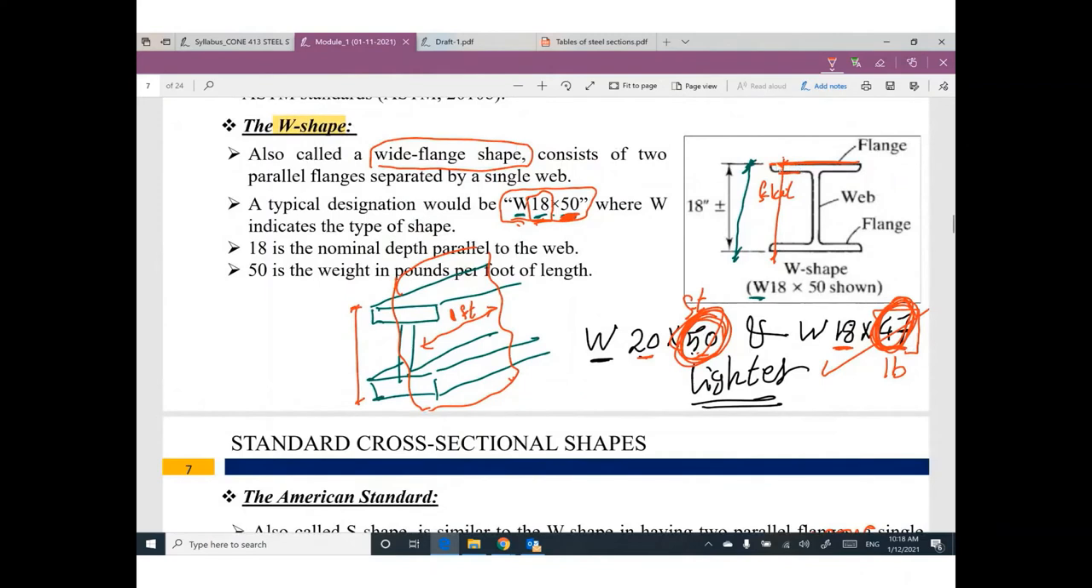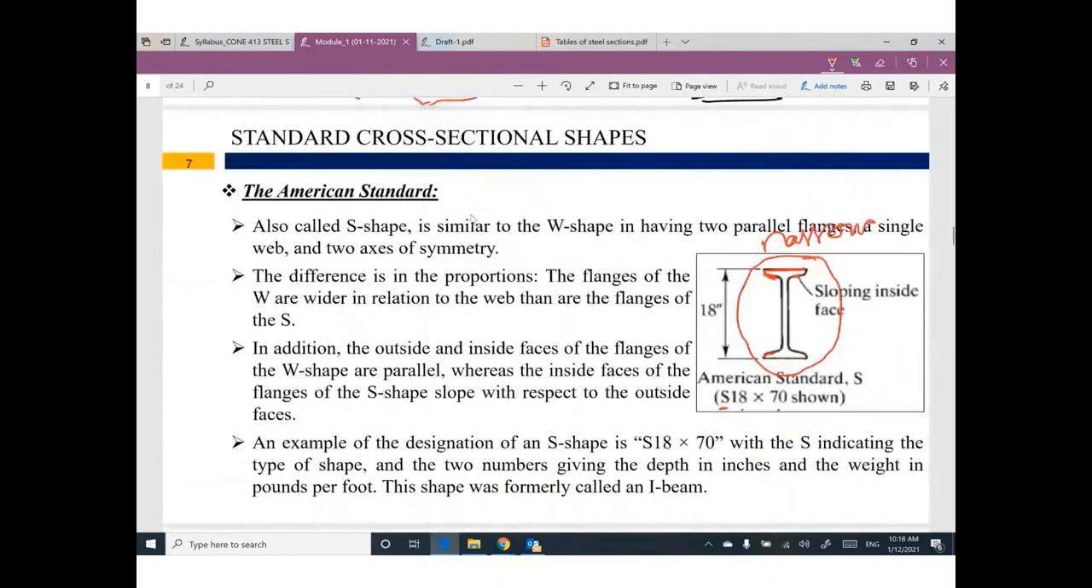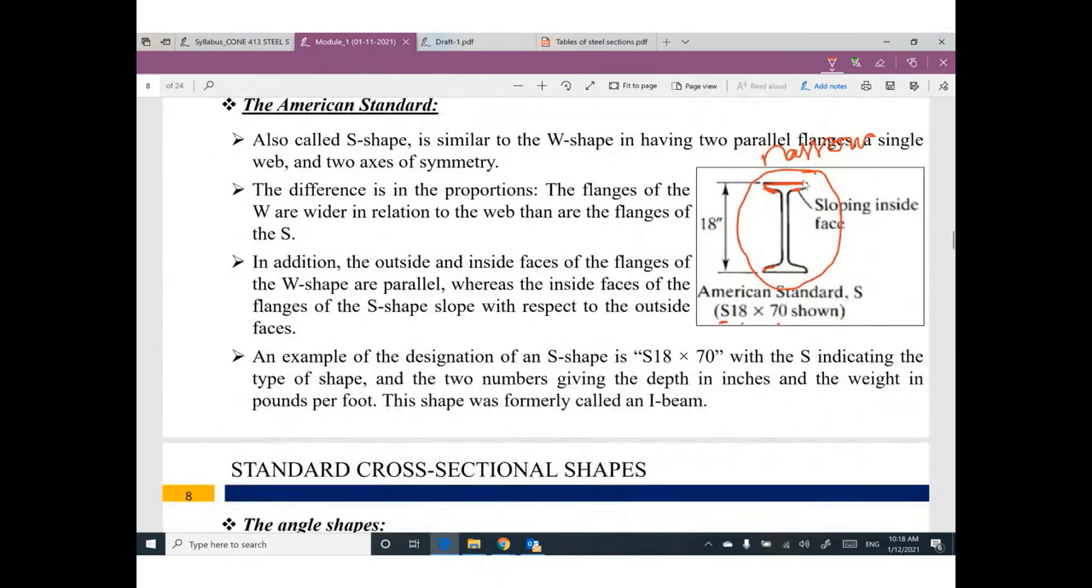This flange is wider. Sometimes we call W shape wide flange shape. This one is American standard. This flange is less wide and the thickness is not flat. The same meaning, S18 times 70, for example: 18 is the total depth, 70 is the weight per unit length, pound per foot. So guys, S18 times 70, S indicates the type of shape, which is American standard, and the two numbers give the depth in inch and the weight in pound per foot.